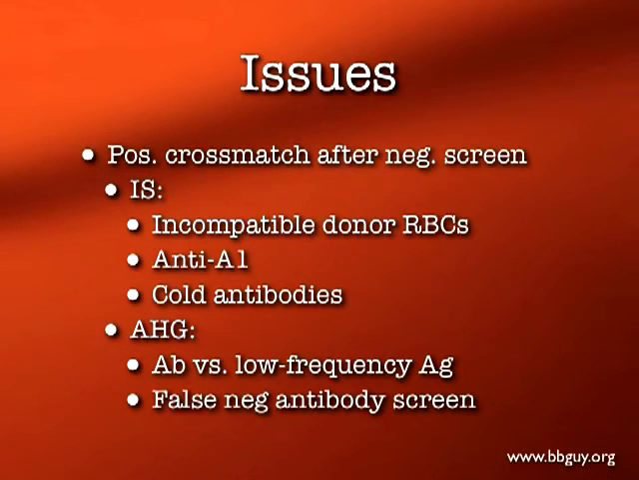So what can happen when you suddenly have something pop up during a crossmatch? And I want to talk about this for just a second. If you have someone who has a negative antibody screen and all of a sudden they pop up with a positive crossmatch, there's some things that you should definitely think about. If the crossmatch is positive at immediate spin, you need to think about incompatible donor red cells. Basically, what that's telling you is that there's an issue there.